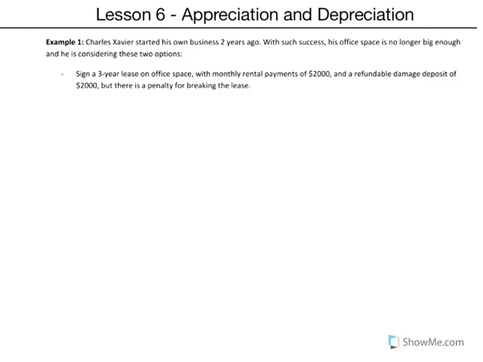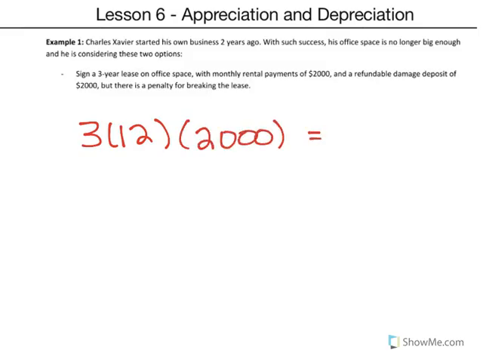With such success, his office space is no longer big enough, and he's considering these two options. First, he's going to sign a 3-year lease on an office space with monthly rental payments of $2,000 and a refundable damage deposit of $2,000. But there is a penalty for breaking the lease. So for 3 years, 12 monthly payments of $2,000, he'd end up spending $360,000. And that's how much it would cost him to lease this office.